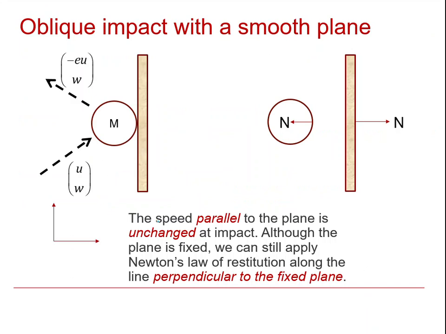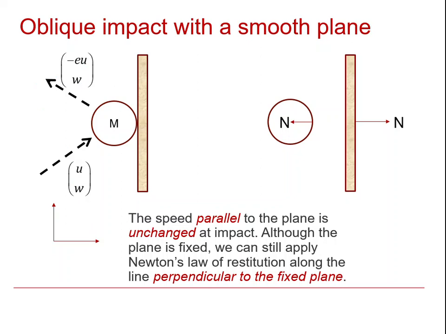Now what that boils down to is that if you draw a picture showing a velocity of approach u, with respect to the axis below, the upper one being the horizontal one, then the perpendicular component changes into minus eu because of the restitution law, and on the other hand the component along the wall is unchanged.